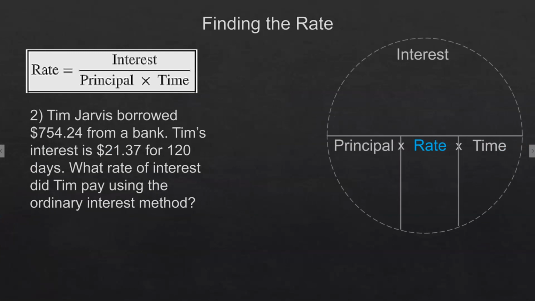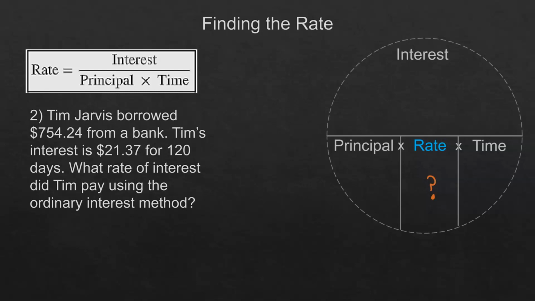Next, Tim Jarvis borrowed $754.24. We just calculated that was the amount of principal. The interest is $21.37 for 120 days. What rate of interest did Tim pay using the ordinary interest method? On this one, right, we have the rate missing. What rate of interest? Now we know what rate it should be because we worked that previous question, but it's nice to just show you this as we work through.